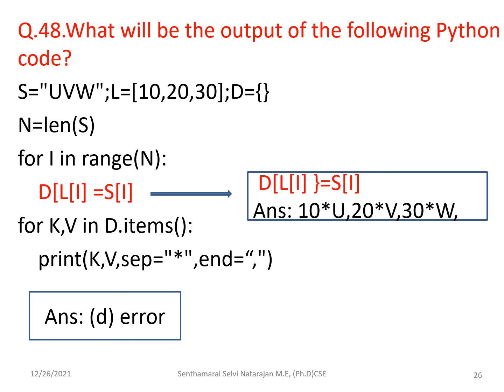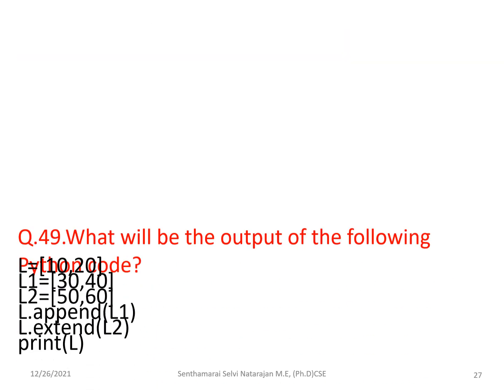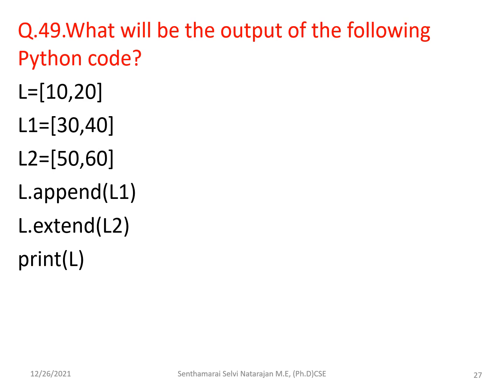Then moving to the next question, that is the last question of section B. What will be the output? They have given three lists and then are asking to append L1 and extend L2. What is the function of append and extend? You should know the difference between these two, otherwise you will get confused. How do append and extend work?